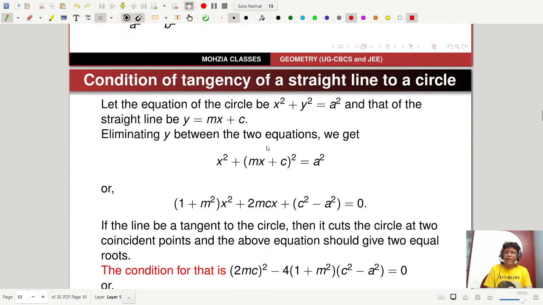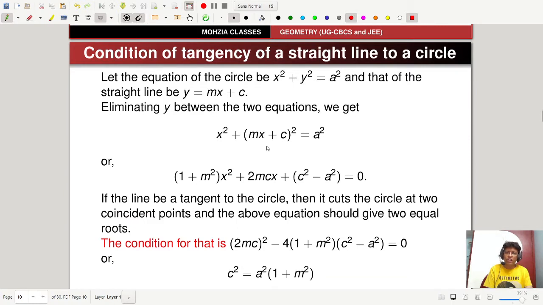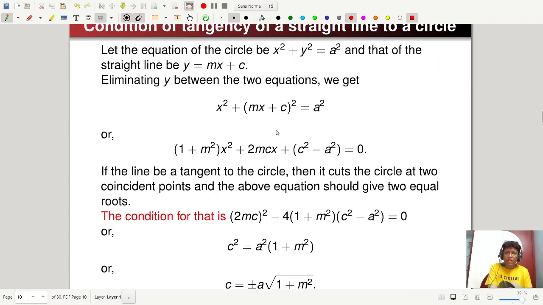Now let us find the condition of tangency of a straight line to a circle. Let us consider the circle x square plus y square equal to a square, and the straight line y equal to mx plus c. So let us solve these two, the line and the circle. Let me eliminate y between the two equations. So you have this quadratic equation in x.